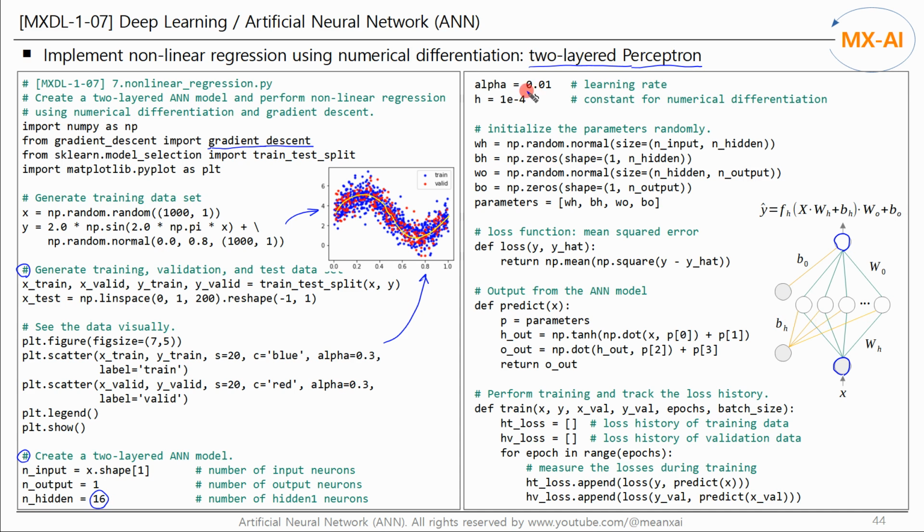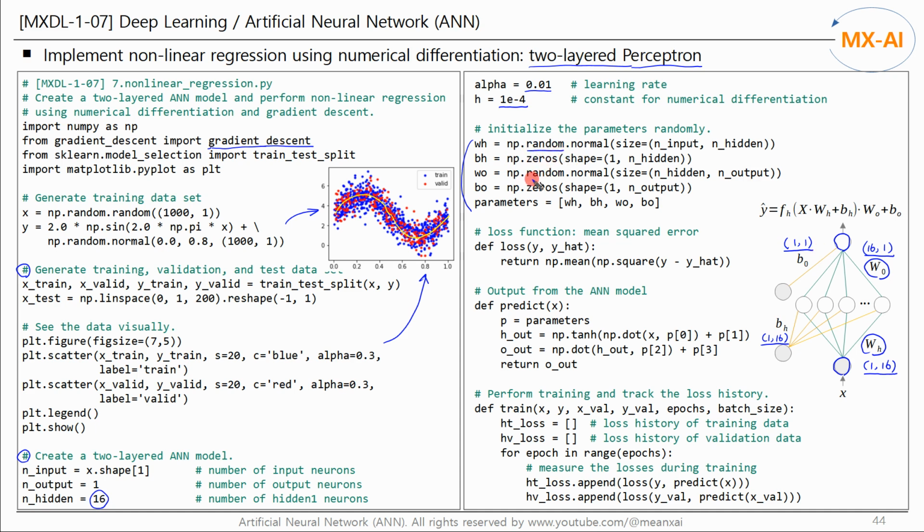We set the learning rate alpha to 0.01, and we set the constant h for numerical differentiation to 10 to the power of -4. Next, we initialize the parameters of this neural network. The connection weights, WH, between the input layer and the hidden layer is a 1/16 matrix. And the bias, BH, is also a 1/16 matrix. The connection weights, WO, between the hidden layer and the output layer is a 16/1 matrix. And the bias, BO, is a 1/1 matrix.